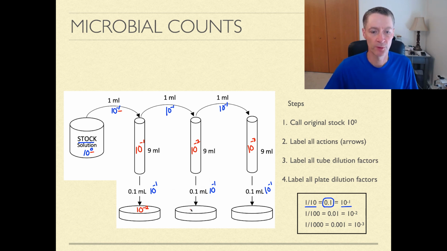We do the next one. We have negative 2 in the tube, we have negative 1 taken out. We're going to add the powers. We have 10 to the negative 3. We do the next one, 10 to the negative 4.